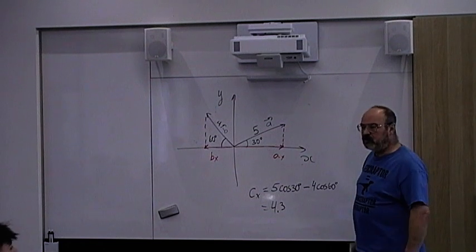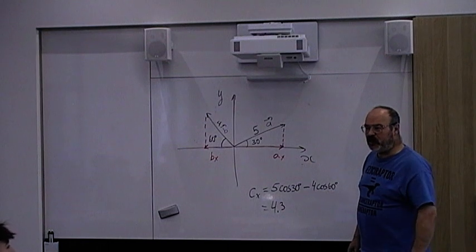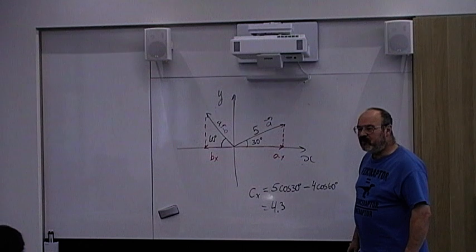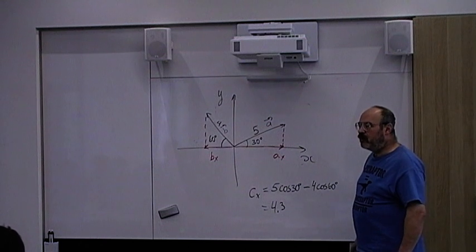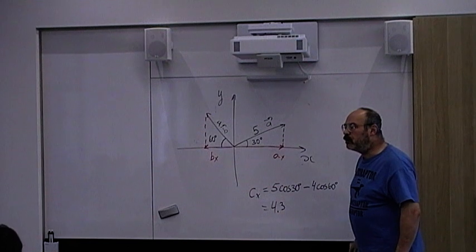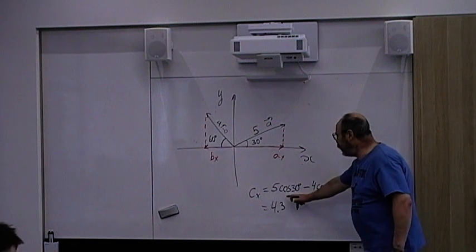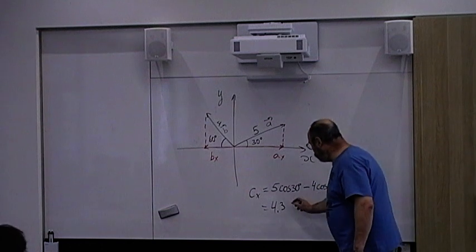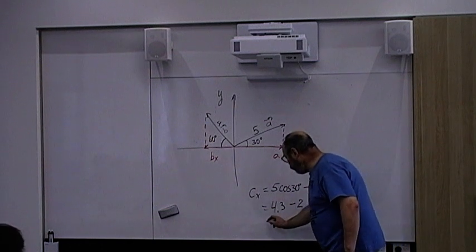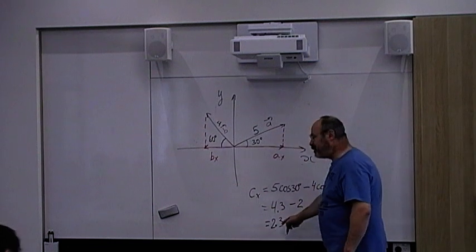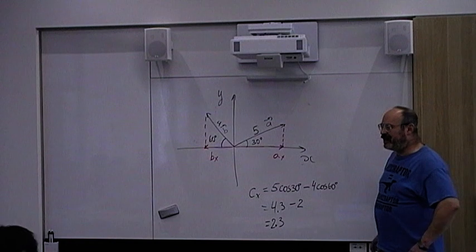The angle is in degrees, not radians. So we have 5 times cos 30, which is 4.3, and 4 cos 60 is 2, and the final answer will be 2.3. Yeah, that's what I said, 2.3. Final answer.